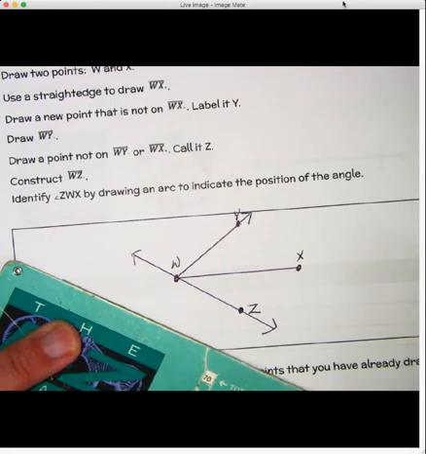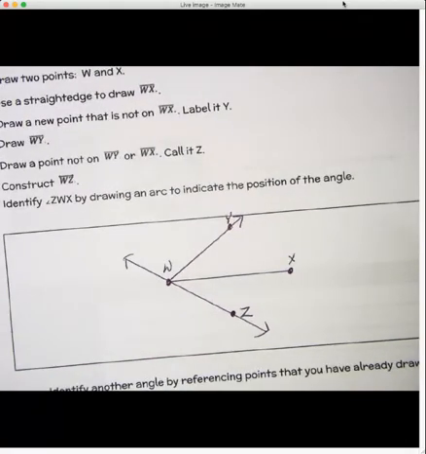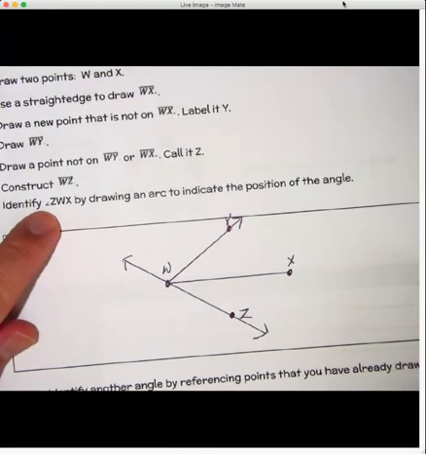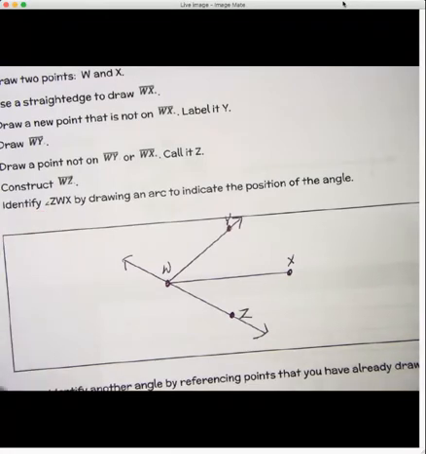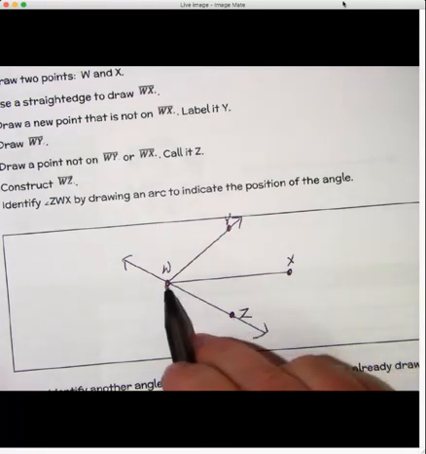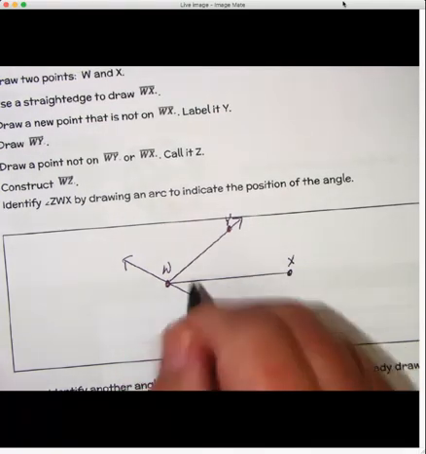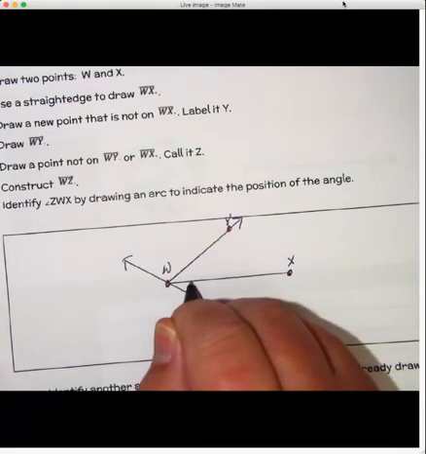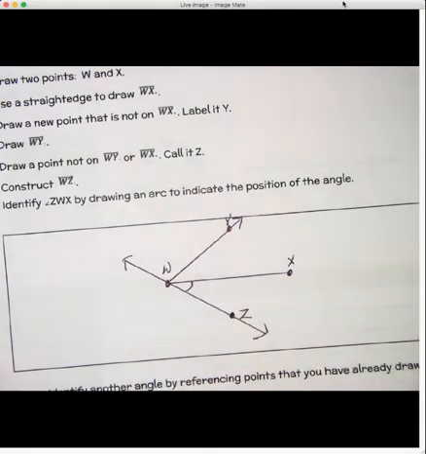Okay. And then it says identify angle ZWX by drawing an arc to indicate the position of the angle. So ZW, with W in the middle, X. So we'll draw an arc right here to show that's angle ZWX.